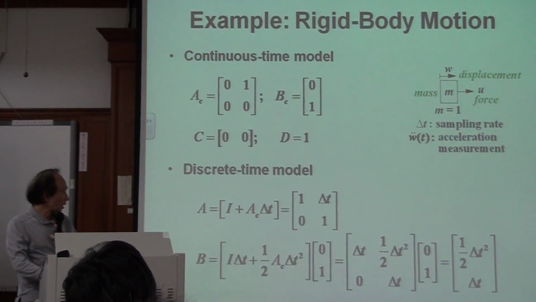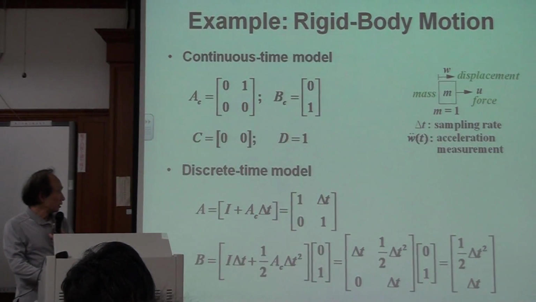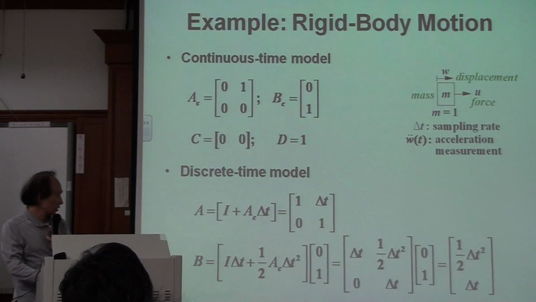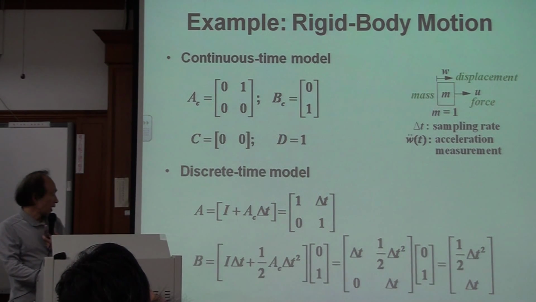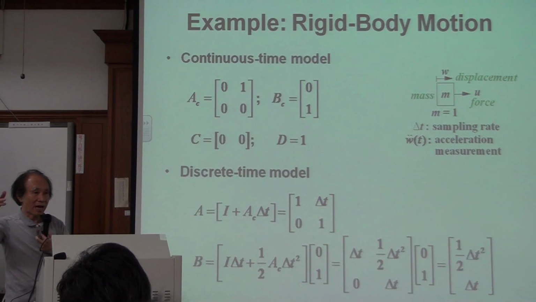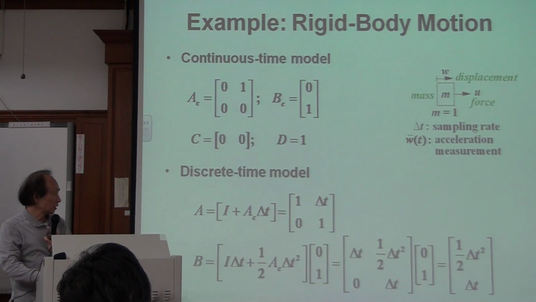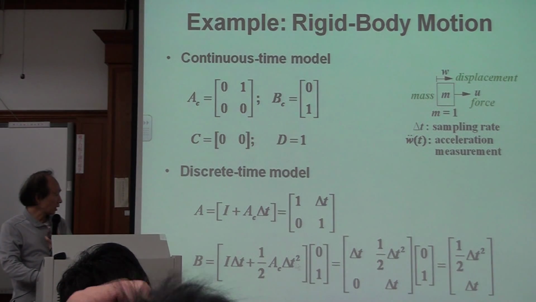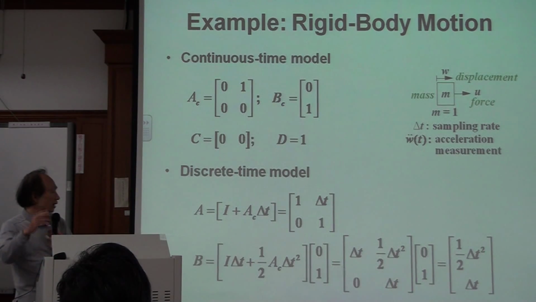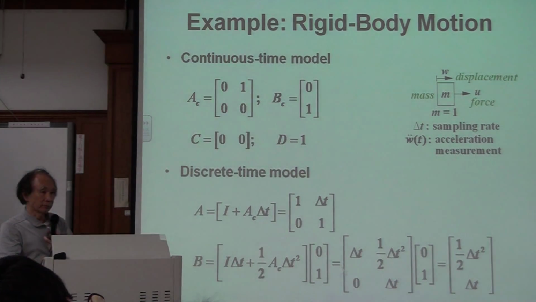Again, for B, because the determinant of Ac equals 0, we cannot use Ac inverse, so we just use the expansion: I delta t plus half Ac delta t squared. If you check the formulations of the last slide, you will see that all the terms involving Ac squared and higher powers are zeros.